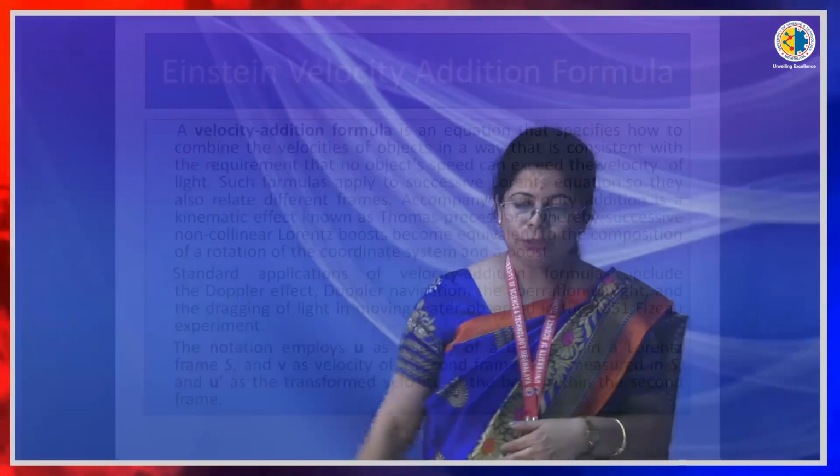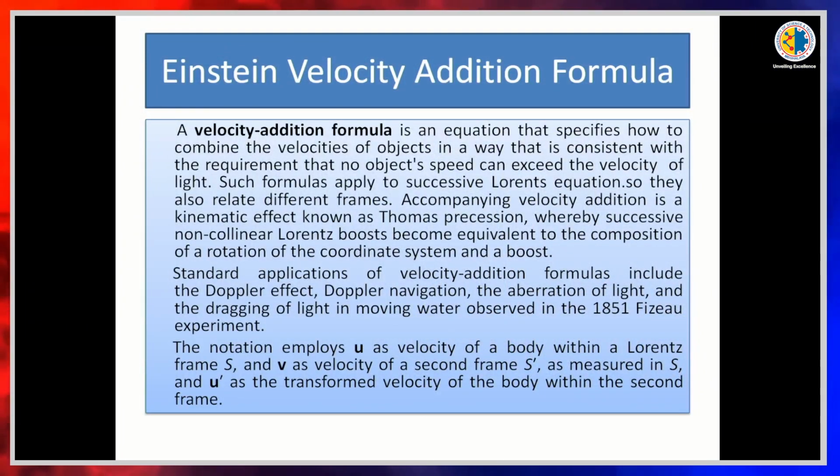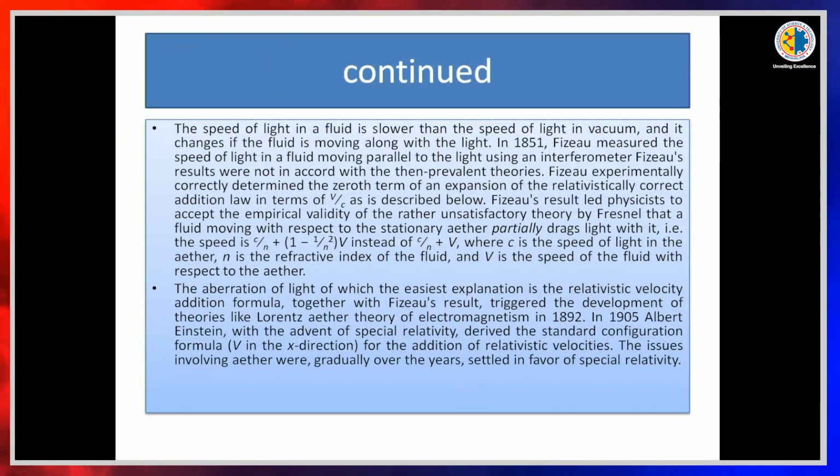The notation employs u as the velocity of a body within a Lorentz frame S, v as the velocity of a second frame S dash as measured in S, and u dash as the transformed velocity of the body within the second frame. With these variables we can see the Einstein velocity addition theorem. The speed of light in a fluid is slower than the speed of light in vacuum, and it changes if the fluid is moving along with the light. In 1851, Fizeau measured the speed of light in a fluid moving parallel to the light using an interferometer.